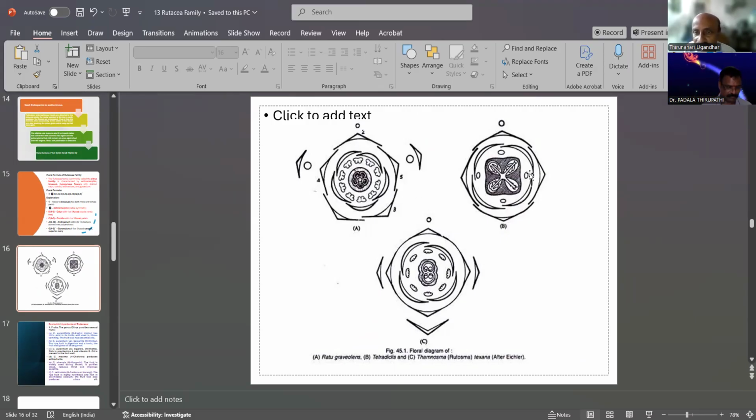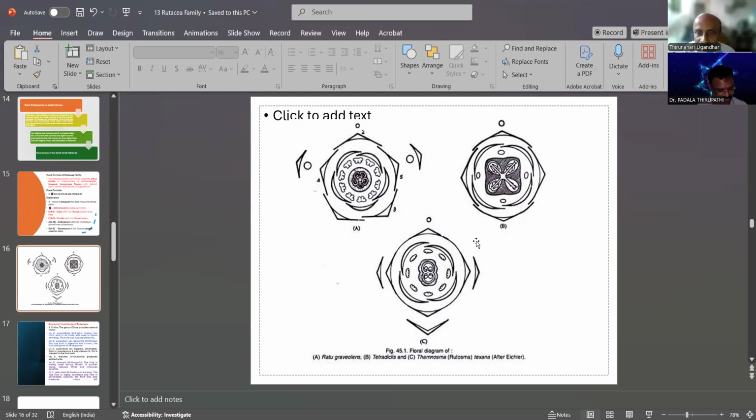This is also a tetracarpal ovary, and this is also a bicarpal ovary. The carpel numbers are different. On either side of the carpels are the stamens. The stamens are introrse, showing inside, toward the carpels or the inside of the ovary. This is important for Ruta graveolens, also called Tetradics and Thamnosma.